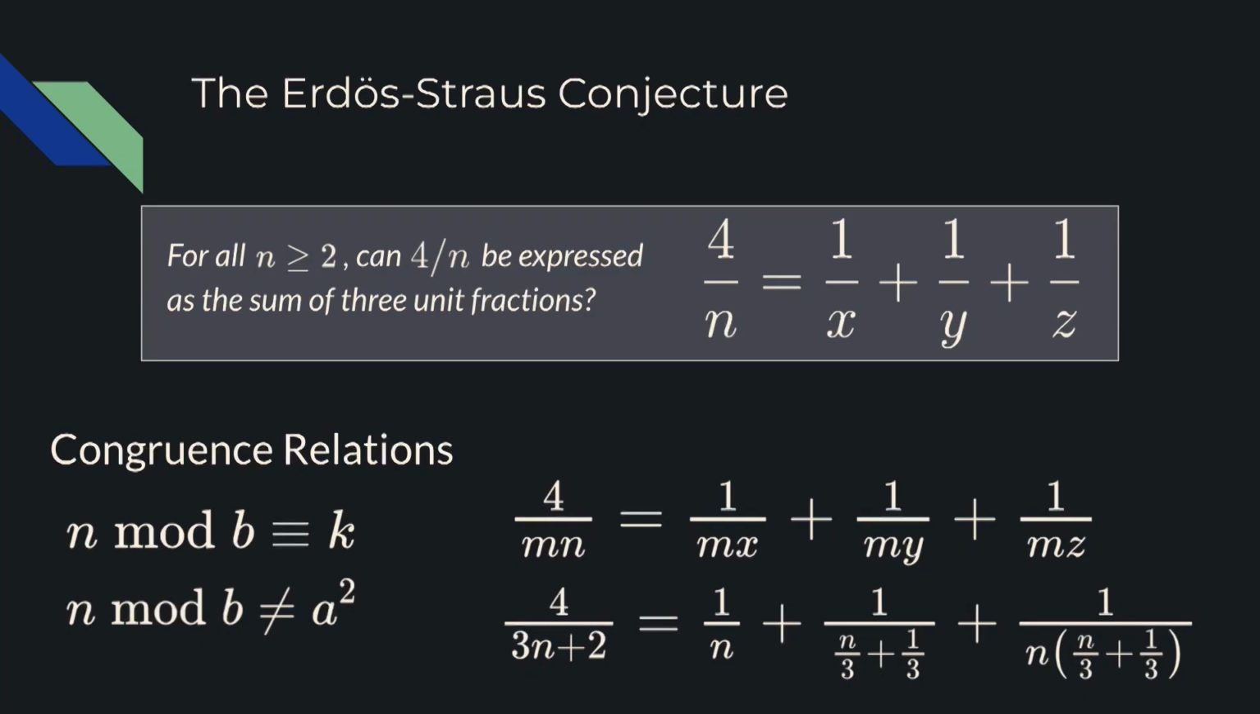Also, only prime values of n have to be checked, because whenever a solution exists for a given n, one also exists for all multiples of that n. By the distributive property, you can just multiply x, y, and z by the same amount as n.